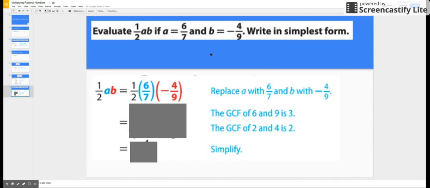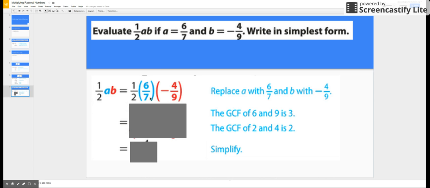All right. And here's how to evaluate 1/2 times A times B if A equals 6/7 and B equals -4/9. Write in simplest form. All you do is plug in this fraction for A, plug in this fraction for B. Make sure that you have the negative. Remember, this is a negative. All right, so once we substitute those numbers, again, you can multiply across, 1 times 6 times negative 4, 2 times 7 times 9, get a fraction, and then simplify it. We all know how to do that already, so I'm going to keep showing you how to do it by simplifying first.